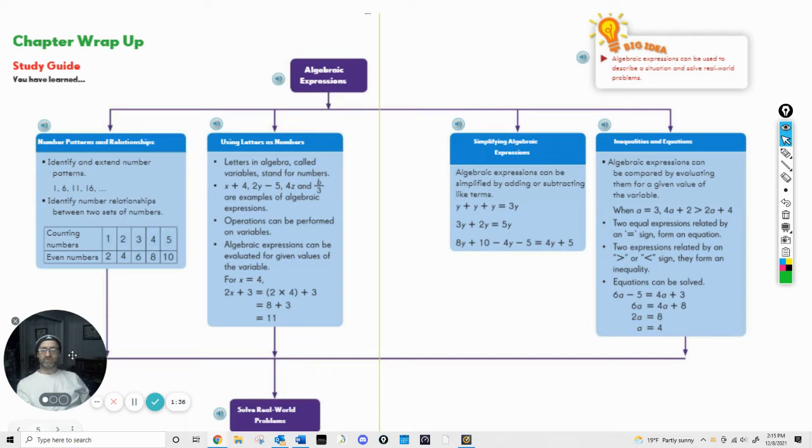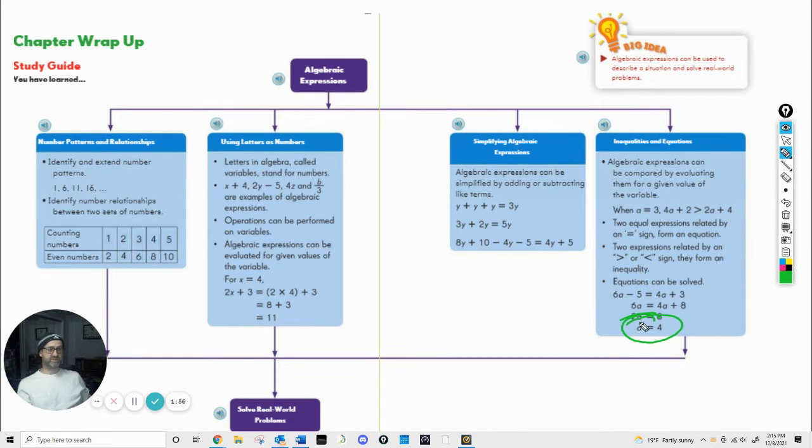Right here is the overview of our unit. We have focused on some things involving number patterns. We've focused on using letters as numbers. We've focused on simplifying algebraic expressions, and this is where some of the 6th grade work gets into. And over here also solving for a variable, this whole idea of solving for A or solving for X. Big idea: algebraic expressions can be used to describe a situation and solve real-world problems. Yes, it's true. All right, moving on.